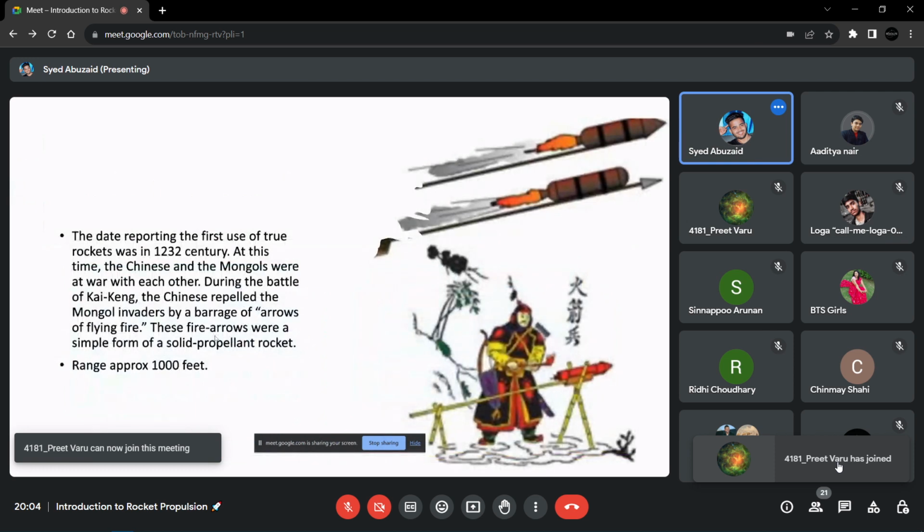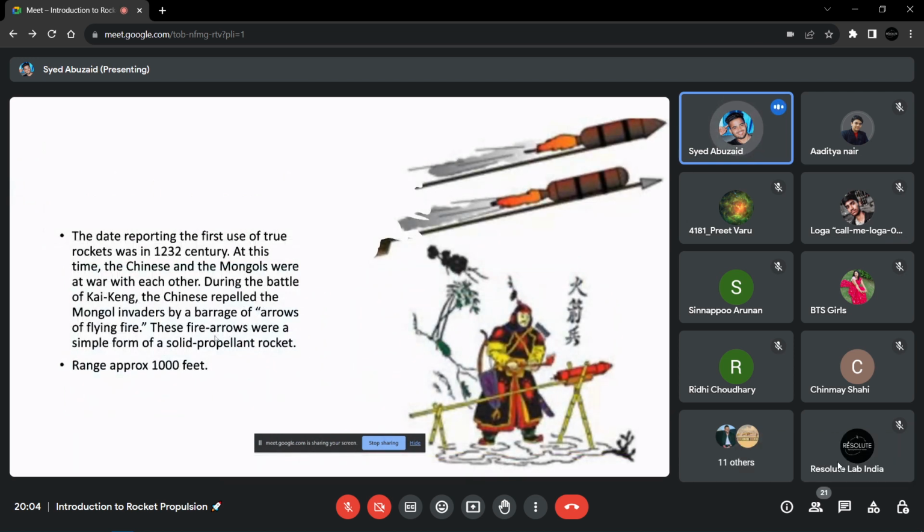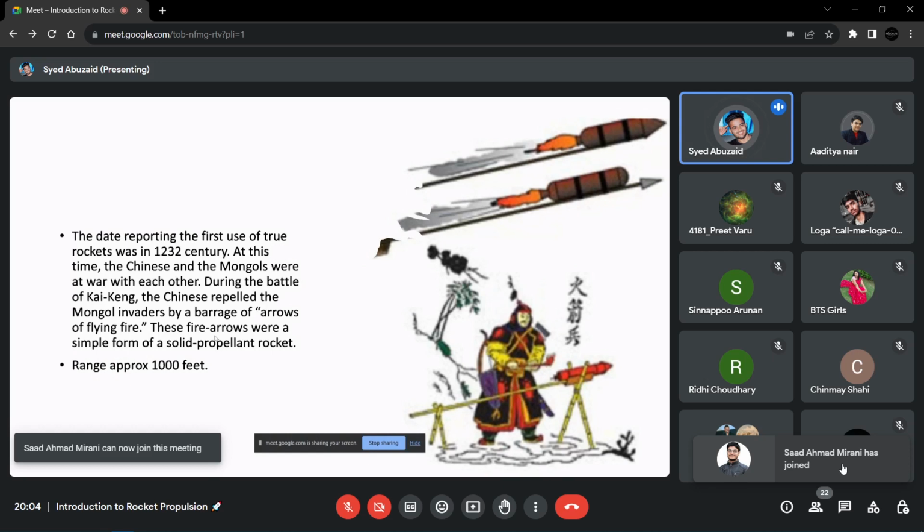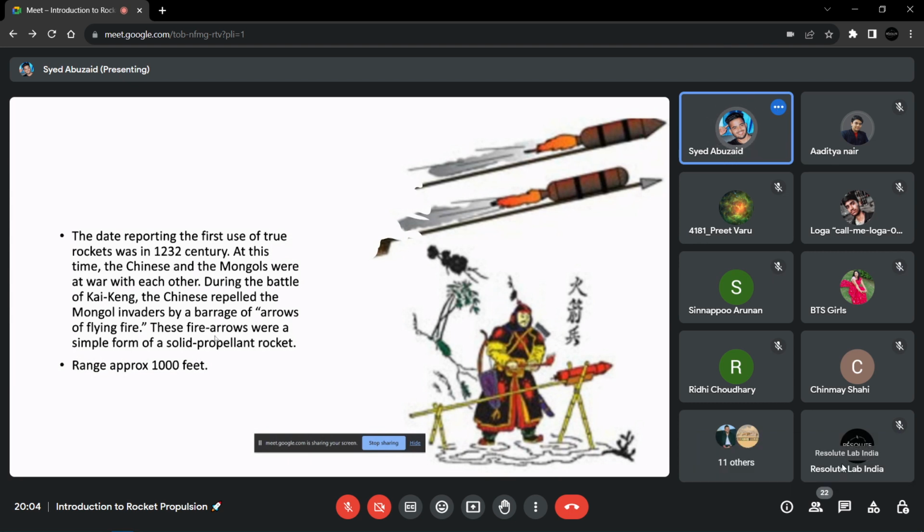The earliest report of the first use of a true rocket was in the 1232 century. At this time, the Chinese and the Mongols were at war with each other. During the battle of Kai King, the Chinese repelled the Mongol invaders with a barrage of arrows, the flying fire.